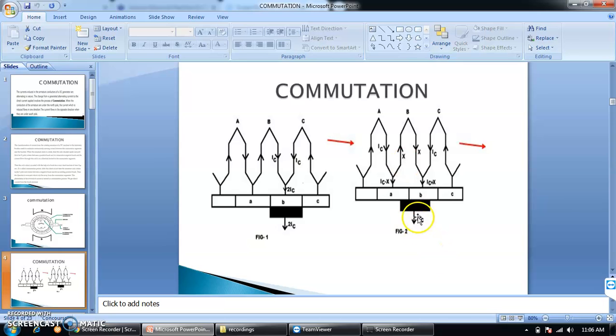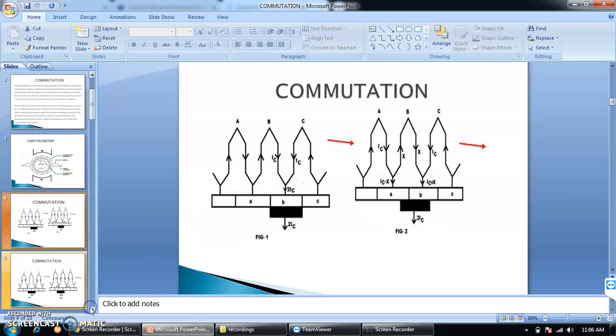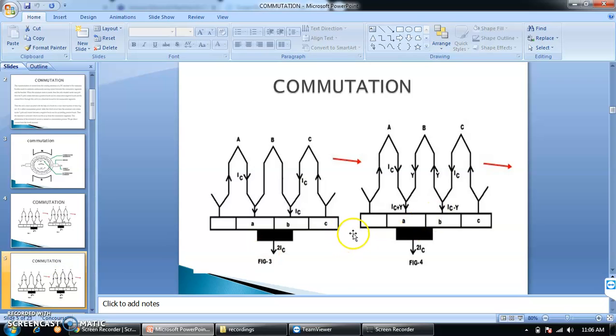Okay. Now come to the next diagram. As we are considering the brush is moving from the B segment towards the A segment, here in this diagram 3, the brush is now moving much more towards segment A, and it is also in touch with segment B. In this third case, we will consider it is covering 50% of segment B and 50% of segment A.